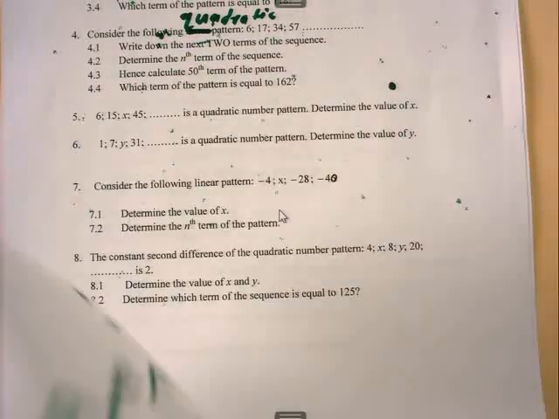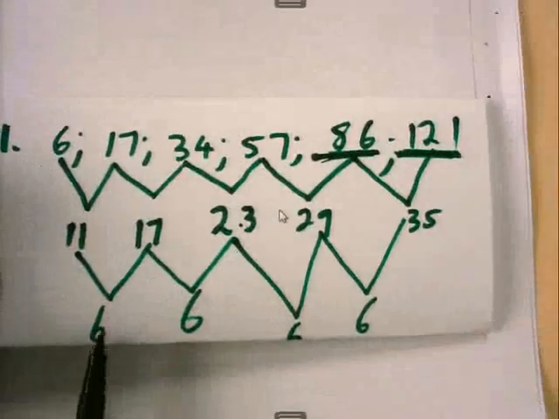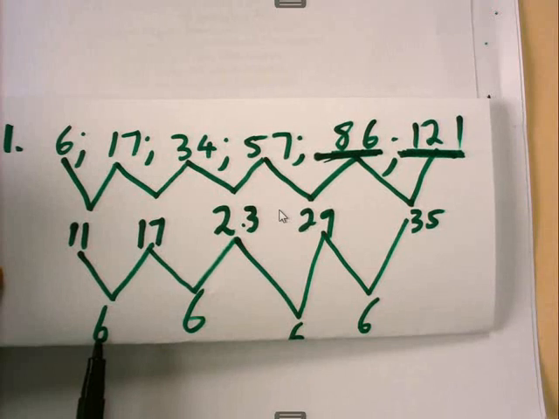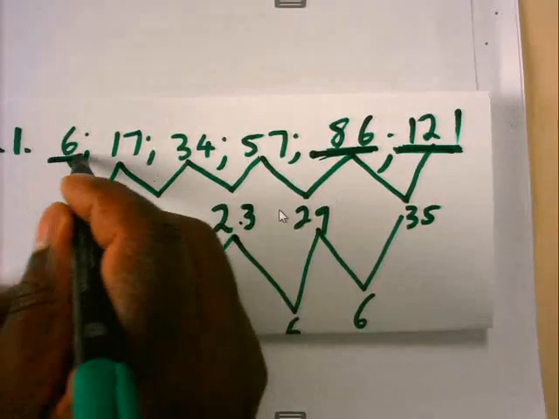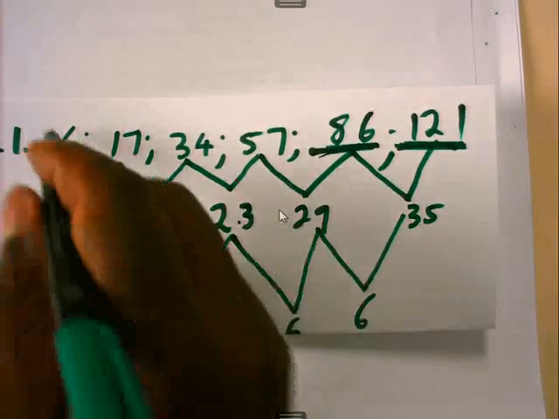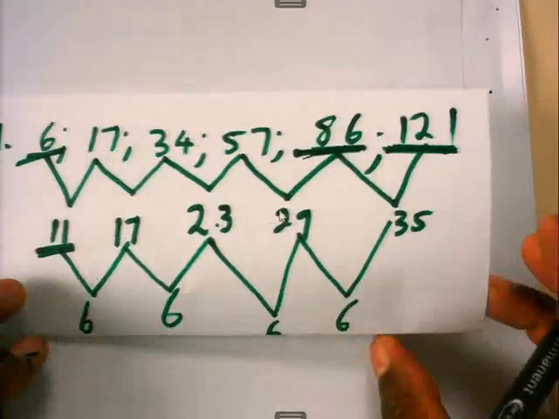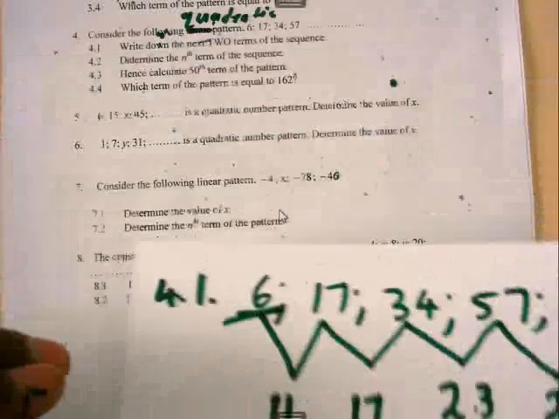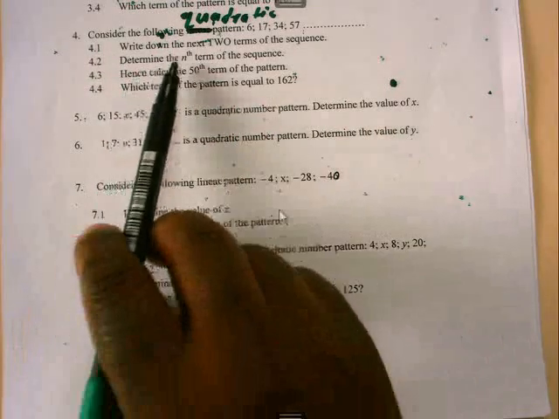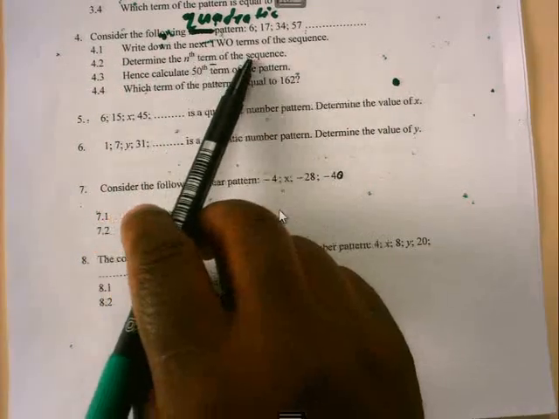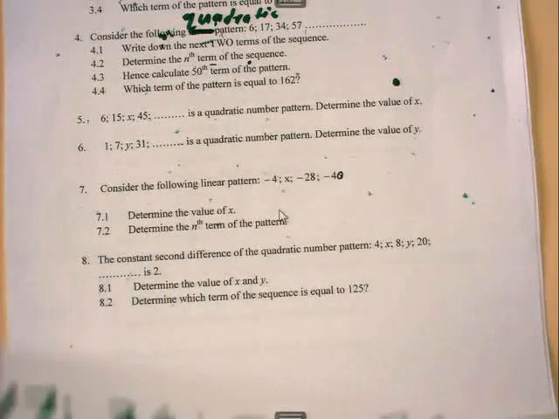Remember, from the previous exercise, 4.1, our common difference is 6. The first difference and first term are the terms that we are going to use to determine the nth term. So the question 4.2 states, determine the nth term of the sequence.